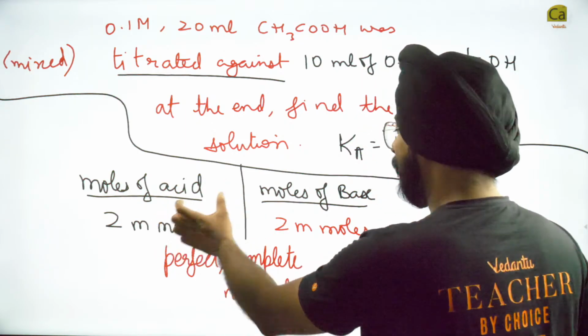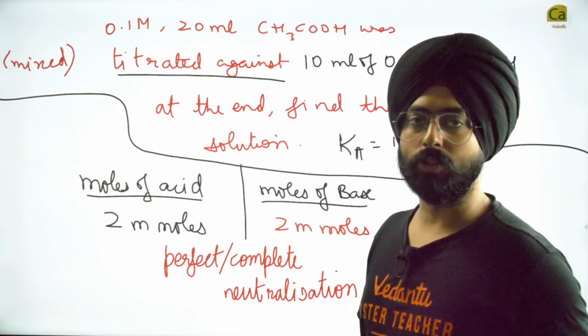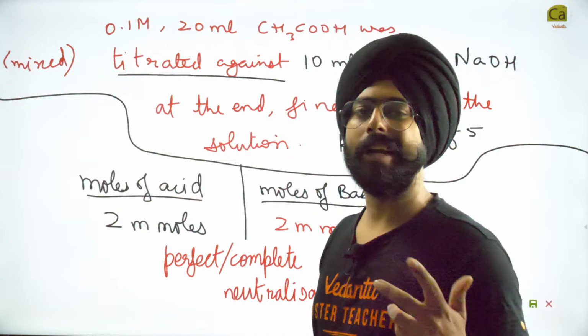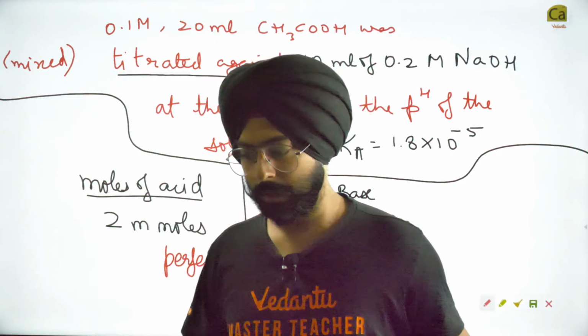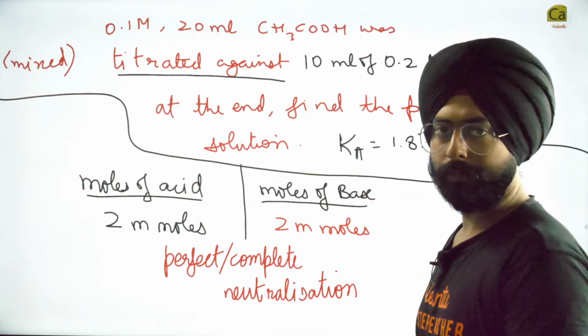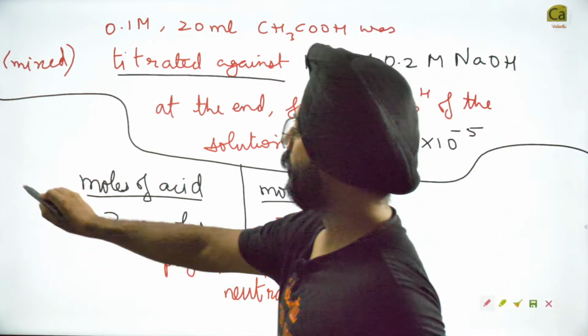2 moles of acid will very easily react with 2 moles of base to give you 2 moles of water and 2 moles of salt. Yes or no? So this is what's going on initially. So here I will write initially.